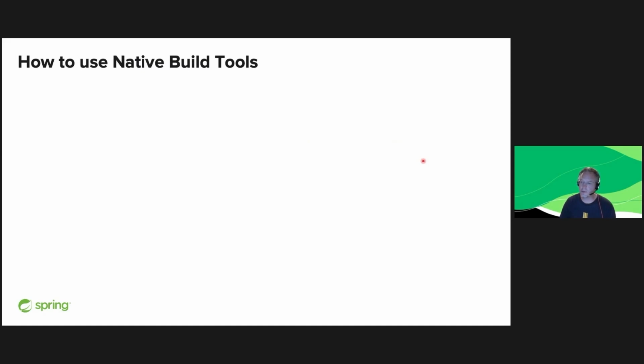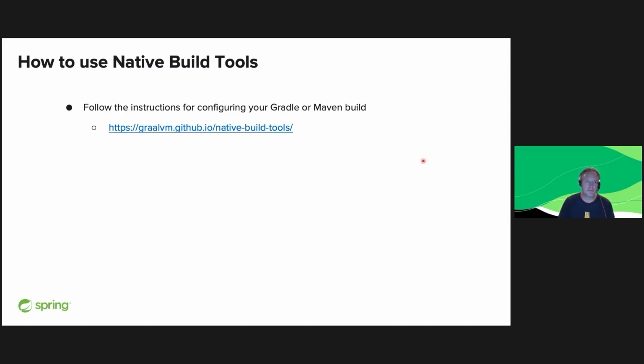Now, how can you actually use the native build tools? Well, if you want to do it on your own, you can follow the instructions for configuring your Gradle build or your Maven build by going to the native build tools documentation. Another option, much easier if you're a Spring developer, is to go to start.spring.io and make sure you select the native support there, Spring Native. When you download your Gradle build or your Maven build script, it will automatically be pre-configured with the native build tools support and setting up the testing and all of that.